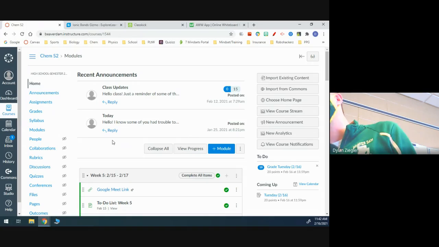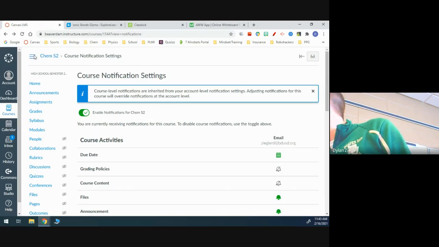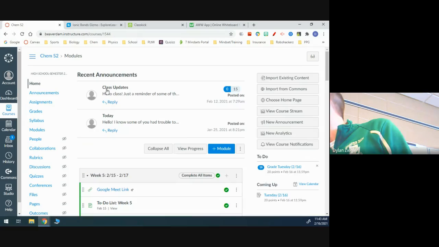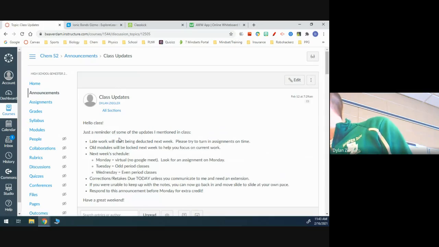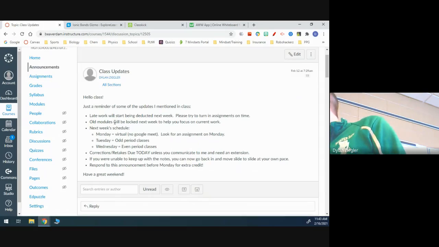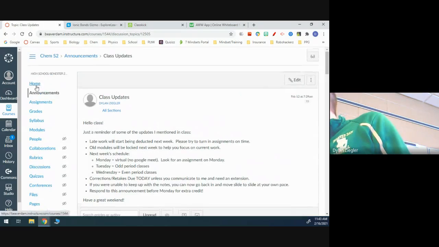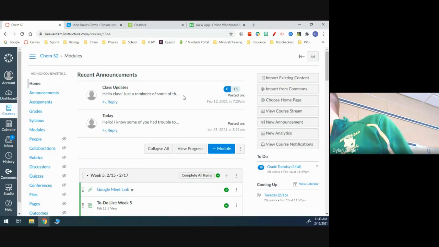Like I posted some things. I don't remember what I did here. Some updates. So here I was telling you that the old modules will be locked down. Just some reminders. Corrections and retakes were due already. We passed that. The notes, I opened that up so you can take notes now. You can go from page to page to take notes if you didn't take them in class or you were absent or whatever it was. And late work will start being deducted next week. So some important updates I wanted to send to you.